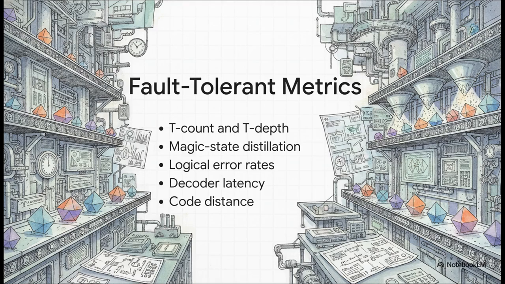We have to meticulously track logical error rates versus physical error rates. We have to ensure our classical decoder latency can actually keep up with the quantum processor. And we have to calculate the specific code distance needed to protect the data. These metrics right here, these are the true currency of long-range quantum computing.